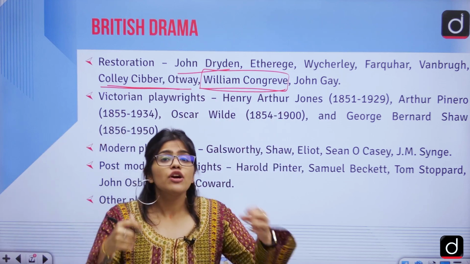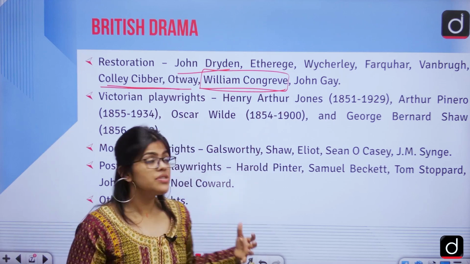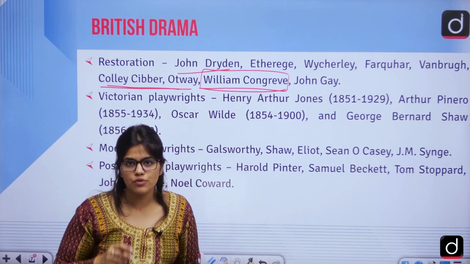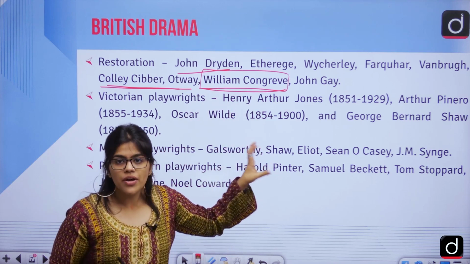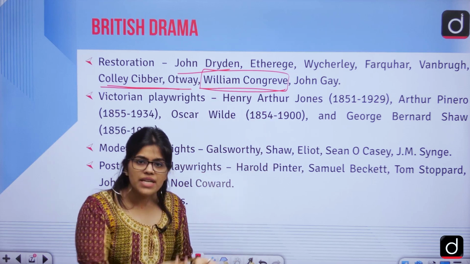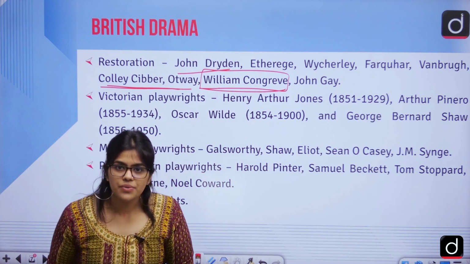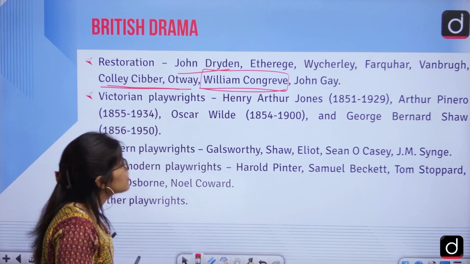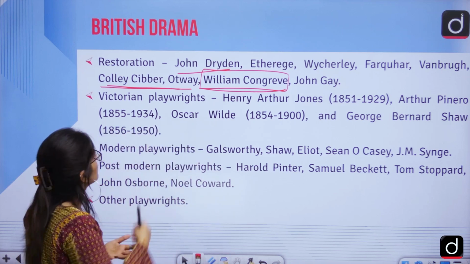So you all know that The Way of the World is a very important text written by William Congreve, and statements are asked from this type of plays, right? They'll give you a few statements and ask you questions related to them. So this is an approach. You have to study in depth. You cannot leave any writer. John Gay is also there.